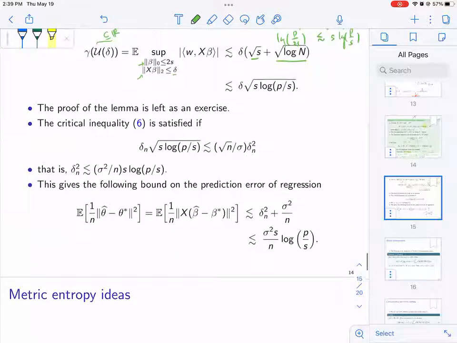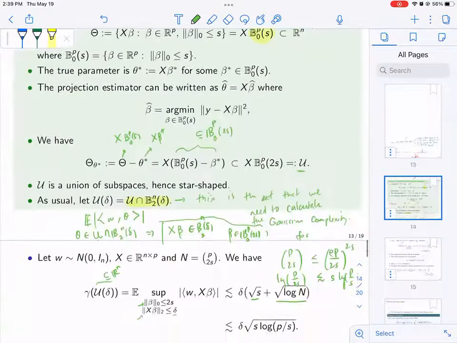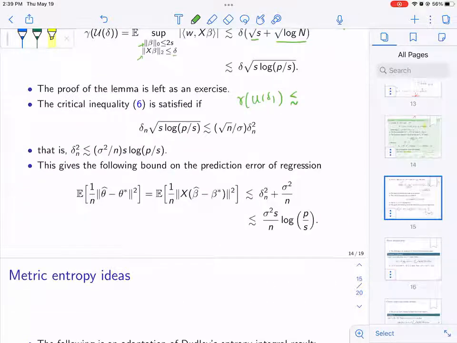So what we're going to do is compare gamma u delta, up to constants, let's ignore the constants. You can write it as gamma, I'm going to write u delta, which is an upper bound on this, is up to constants root n divided by sigma delta squared. That's like a quick little equation that you can use to figure out the rate. So that's what we're going to do. This is going to be root n sigma delta squared.